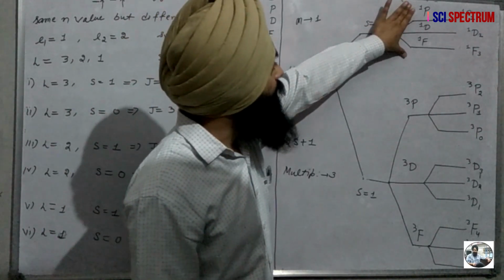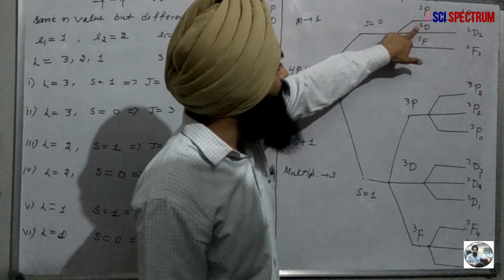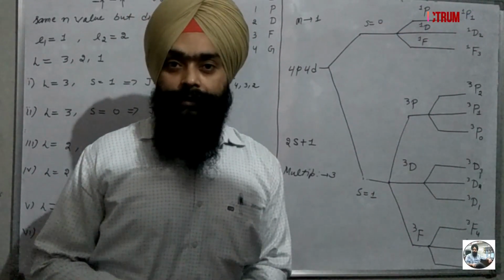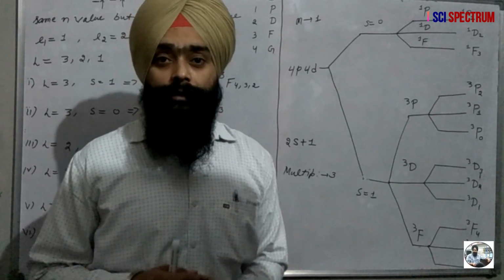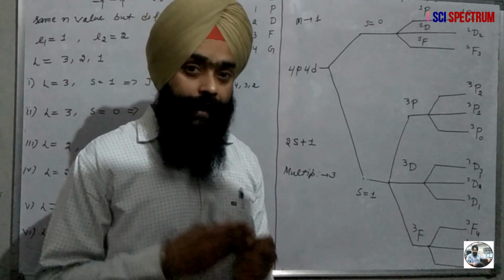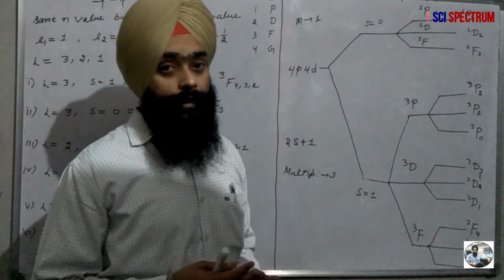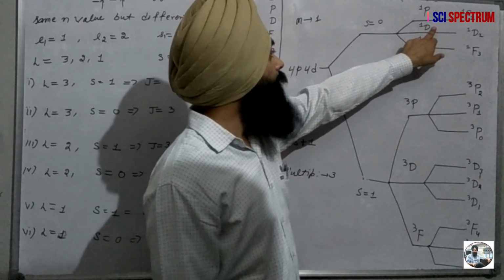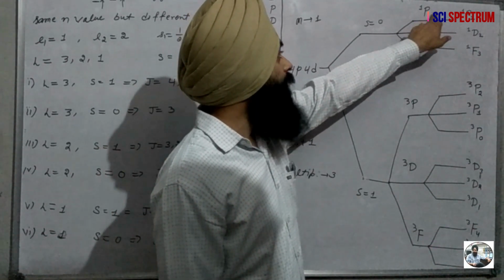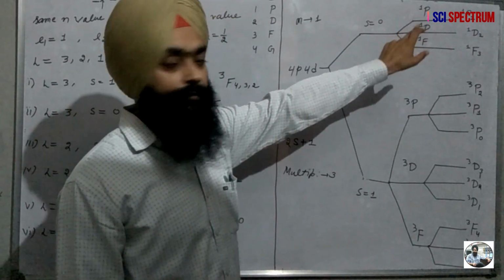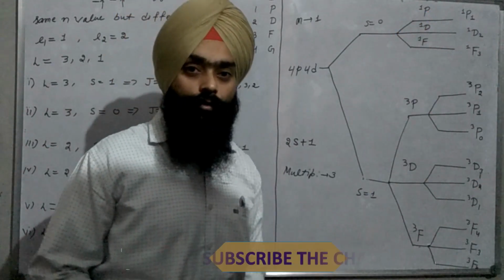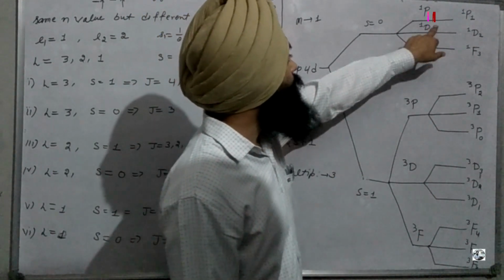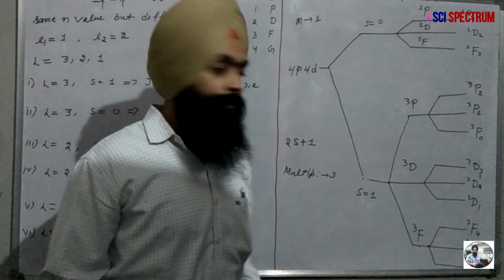So these three term values are the same, having the same multiplicity. For the second rule, we have to see the L value. Those term values having the highest L will go lower in energy. For F, we have L equal to 3. For D, we have L equal to 2. For P, we have L equal to 1. So corresponding to these values, higher value of L will go lower in energy. Accordingly, we have separated the 1F, 1D, 1P states.